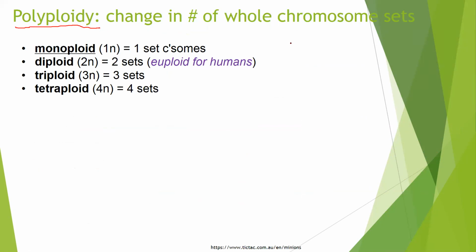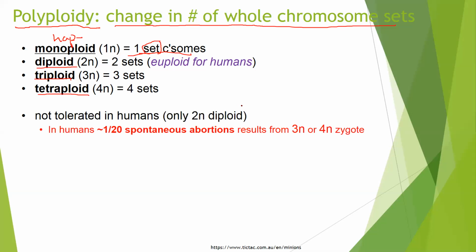And for the polyploidy case, that's the change in the number of the entire sets of chromosomes, right? We have learned this before. The monoploid, or we can also say haploid, single copy. So that's one set of chromosomes, the entire set. Okay, haploid, and the diploid, triploid, and so on.